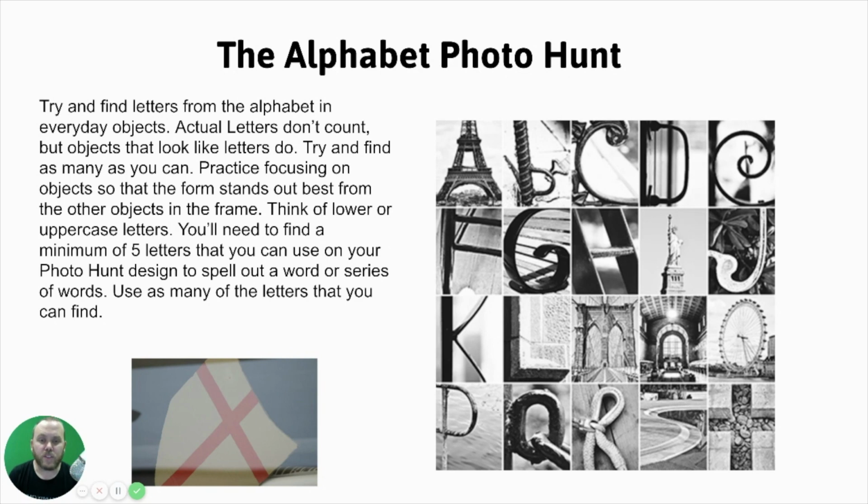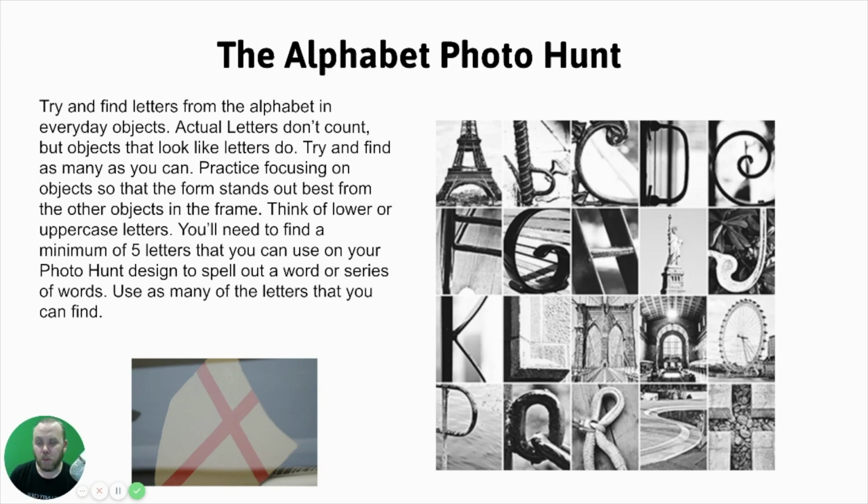Actual letters don't count. Just like the Eiffel Tower is not actually the letter A, it just looks like one. So don't go take a picture of the letter A printed somewhere. That would be cheating. All right, and find as many as you can. Practice focusing on objects so that the form stands out best from other objects in the frame.